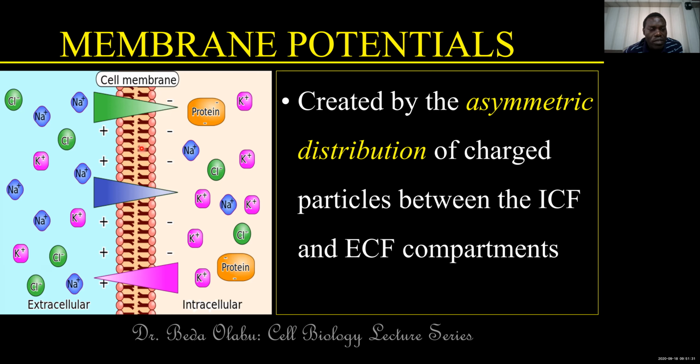So if you look at those ions I've talked about, they are charged either positively or negatively, but they are not symmetrically distributed across the cell membrane. They are more on one side than another. So it's because of this asymmetric distribution of charged particles across the cell membrane that the membrane has some charges across it. Membrane potentials are created by this asymmetric distribution of charged particles.